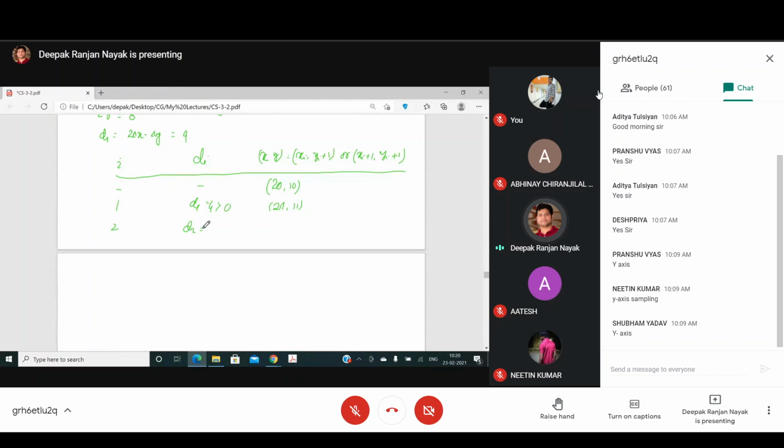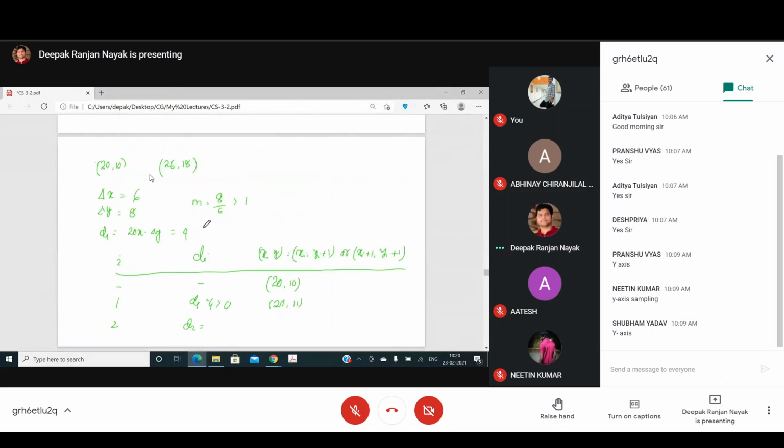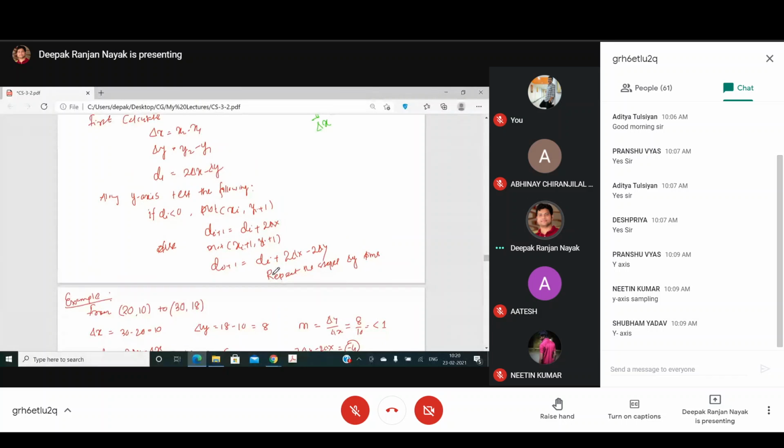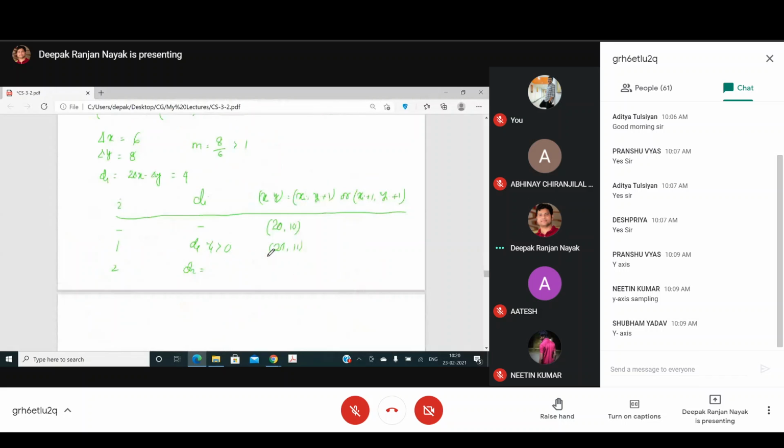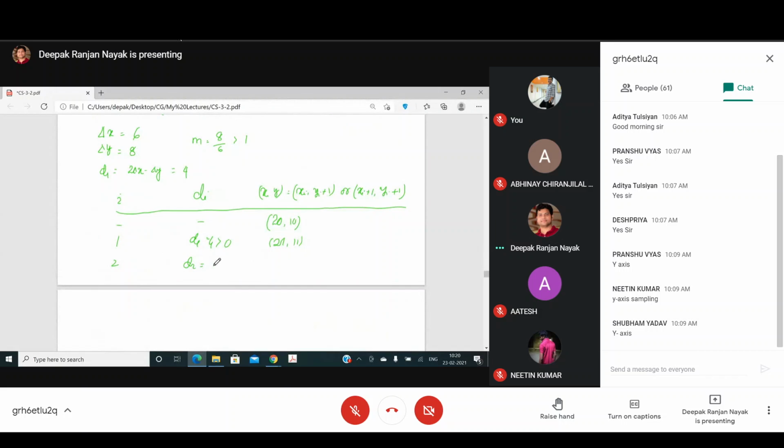D2 will be calculated using this formula. Because it is the greater than case, right? So d1 plus 2 del x minus 2 del y. That means d1 plus 2 del x minus del y. So what is 2 del x minus 2 del y? 2 del x is 12, minus 2 del y is 16. It is minus 4, right? So this term will be always minus 4.